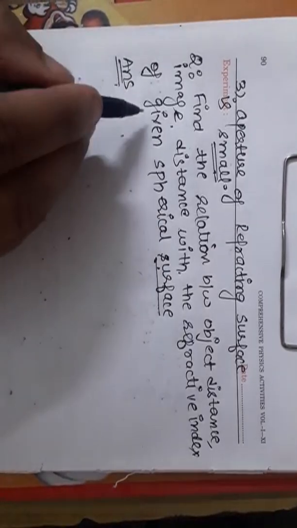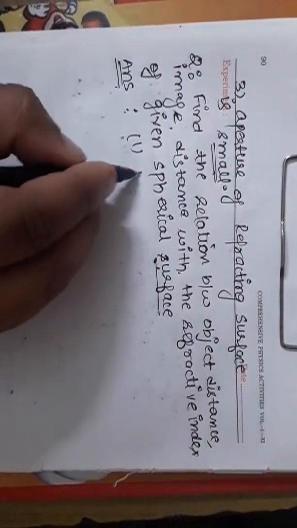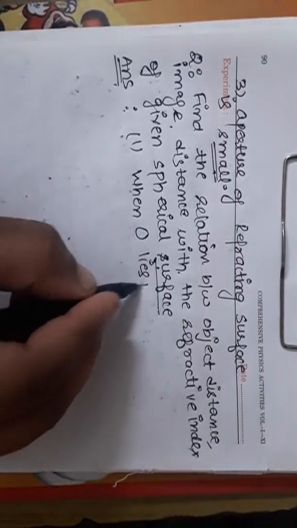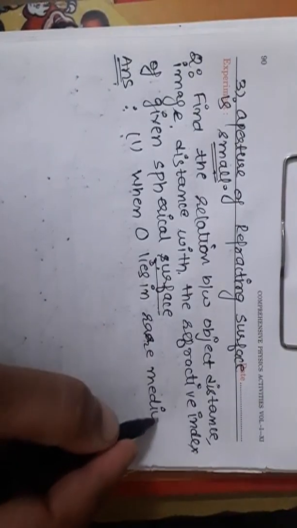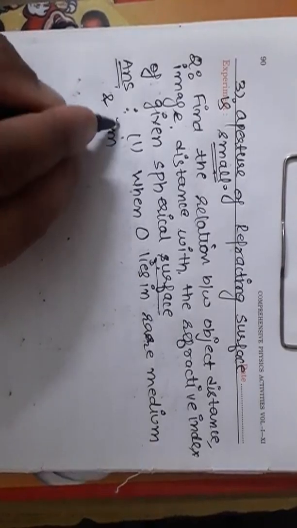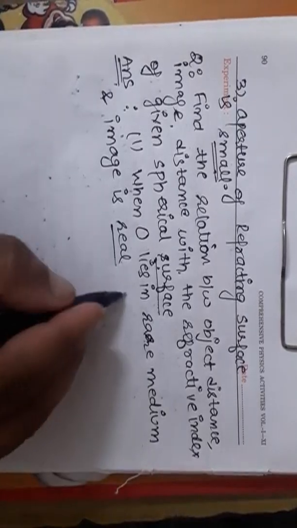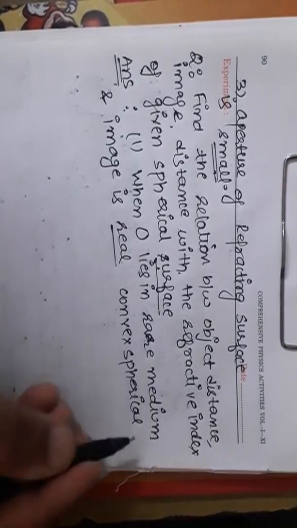So I will discuss 5 parts. The first part: when object O lies in the rare medium and the image is real. First I will discuss the convex spherical surface. So watch carefully, children, very simple.